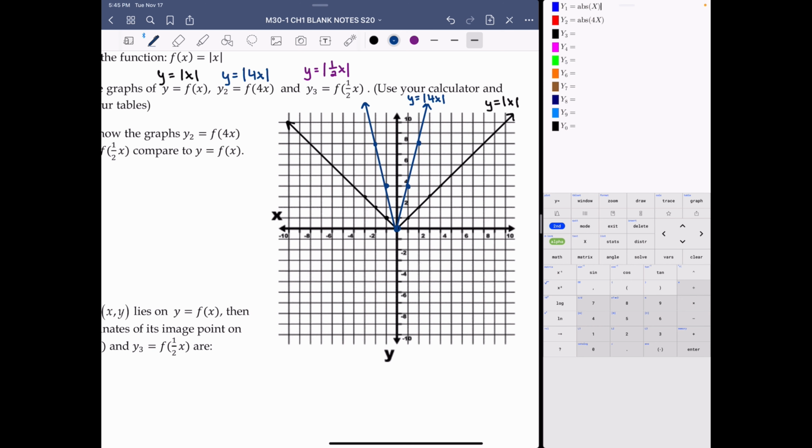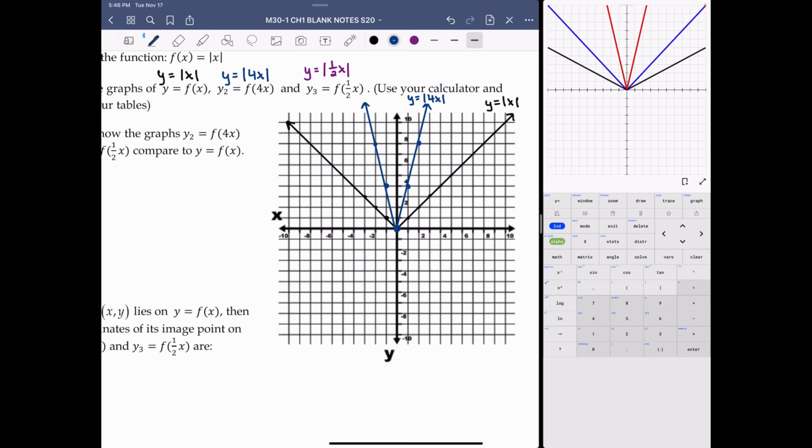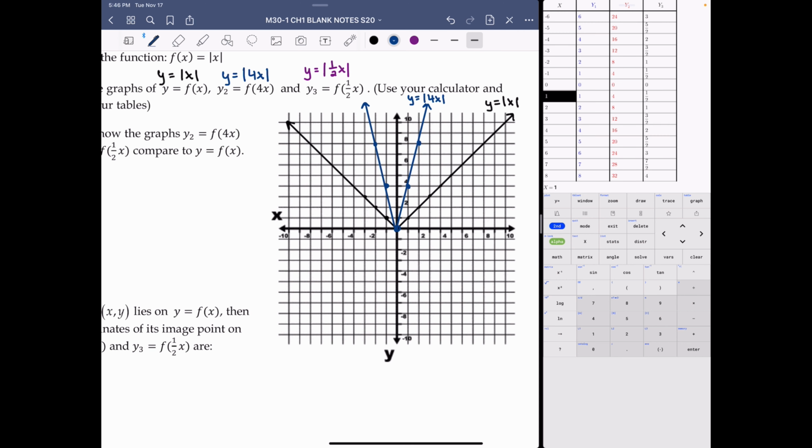Go back to y equals, and now graph absolute value of 1/2 x. We get the black line. Go to our table, second function graph on the Casio. Now I'm looking at the x values and the y3 values, so the black numbers. When x is 0, y is 0. Going in the positive direction, when x is 1, y is 1/2.